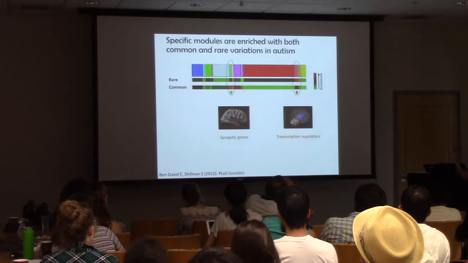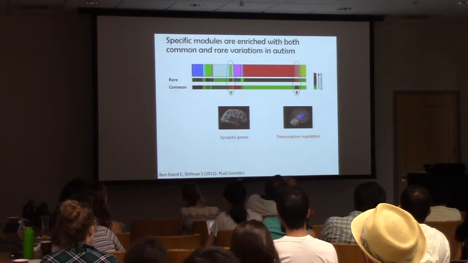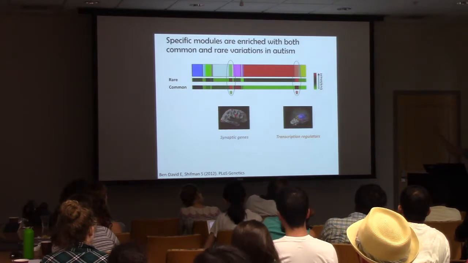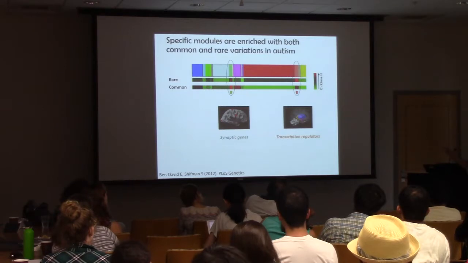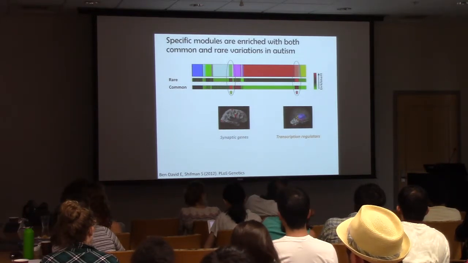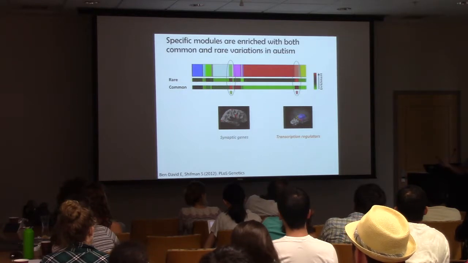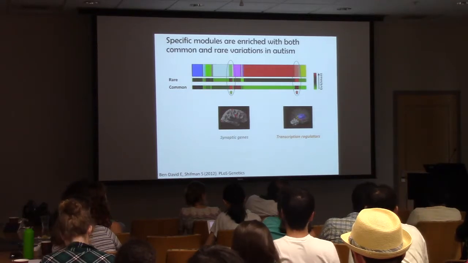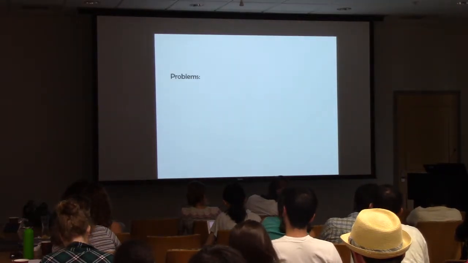And another group included many transcription regulators that are expressed in specific brain regions and are involved in neurogenesis, the generation of neurons. And this group of genes was more affected by rare variants. So this analysis, at the time, was the best we could have done, also because of the data that we had. But there were many problems with this analysis.